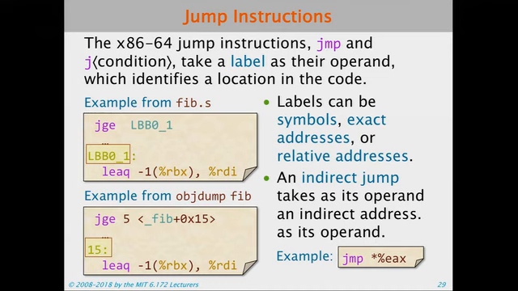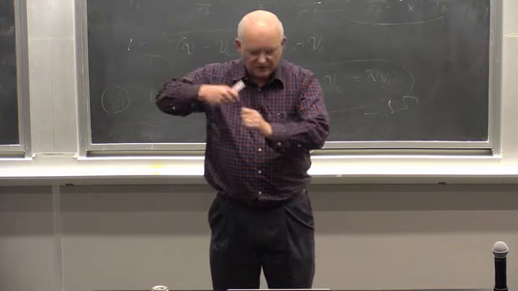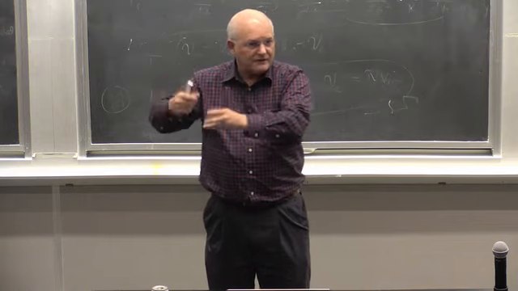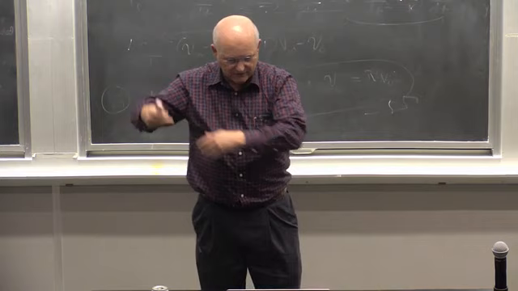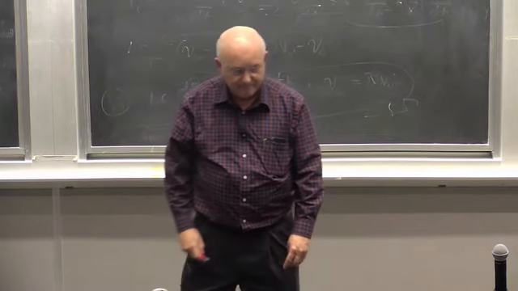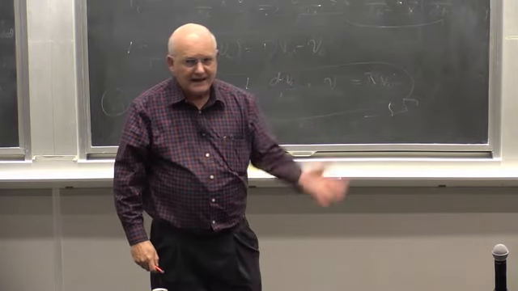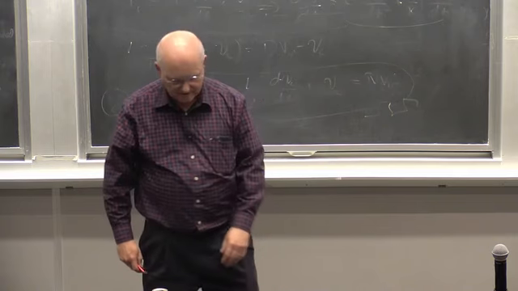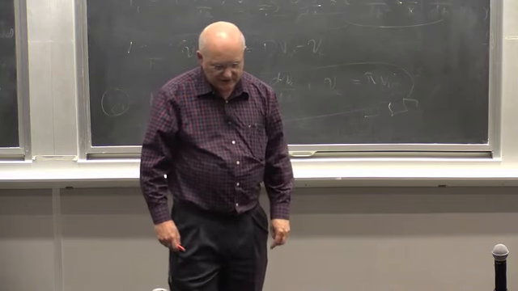Okay, and then an indirect jump takes as its operand an indirect address. Okay, so that's a typo. It just takes an operand as an indirect address. So basically, you can say jump to whatever is pointed to by that register using whatever indexing method that you want. Okay? So that's kind of an overview of the assembly language. Now let's take a look at some idioms.